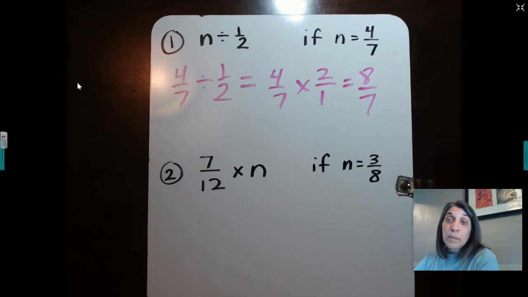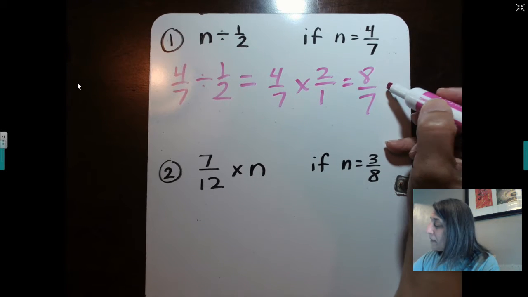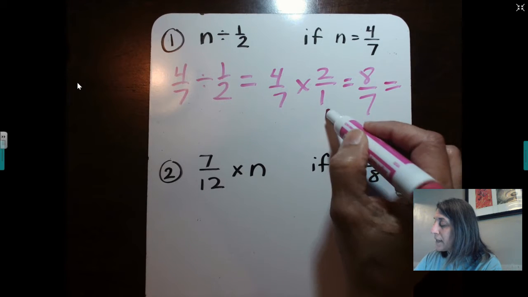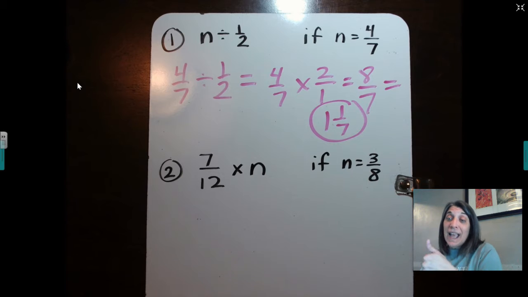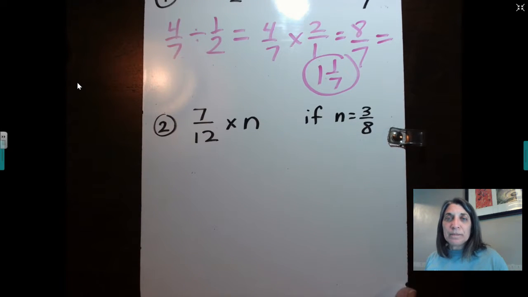But is that in its simplified form? You always have to simplify. You always ask me, do we have to simplify? Yes, you have to simplify. So 7 goes into 8 one time, and your answer should have been 1 1/7. So if you got that one, yay. Okay, so let's do the next one.